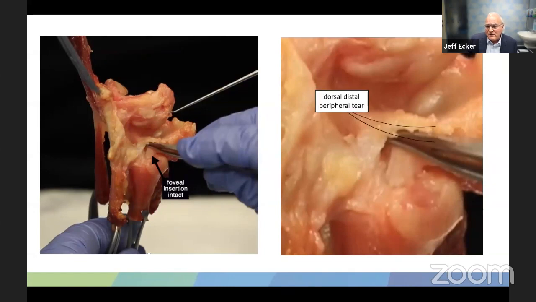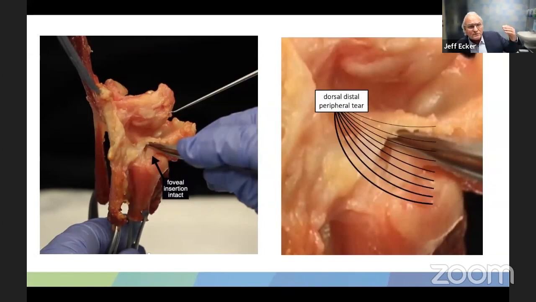So how does this happen? This is what we think happens. You get a dorsal distal tear, and with increasing severity, it goes deeper and deeper and deeper and eventually takes out the foveal insertion.